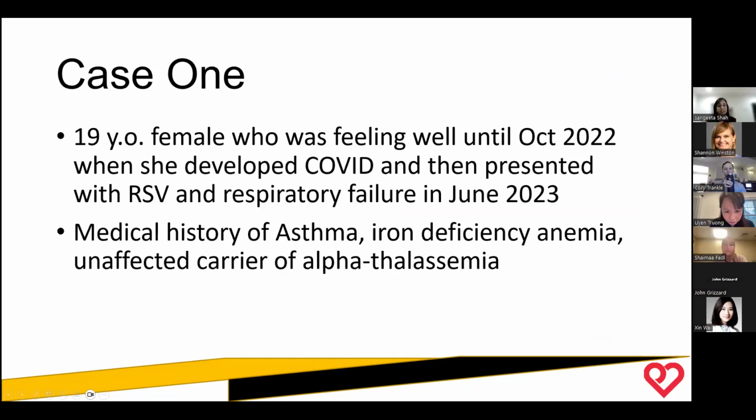So I'm going to go into my first case, and this is a recent case. She's 19 years old. She's been feeling well until she got COVID in October 2022. And then presented with RSV and respiratory failure in June 2023, and that's when we met her. She had a history of asthma, iron deficiency anemia, and over time, we diagnosed her as a carrier of alpha thalassemia, which does not pertain to this whole thing. It was just in our thorough workup.